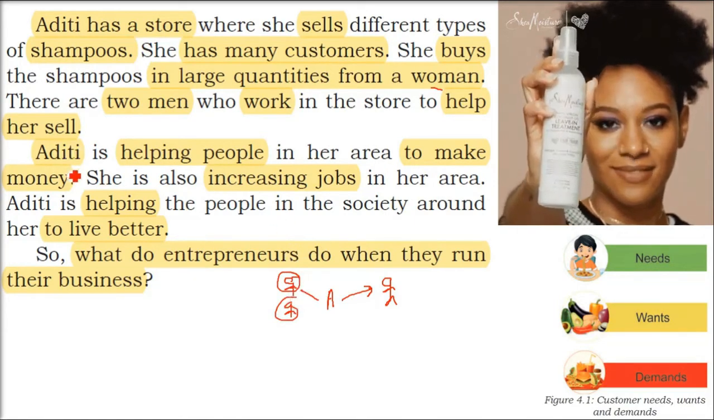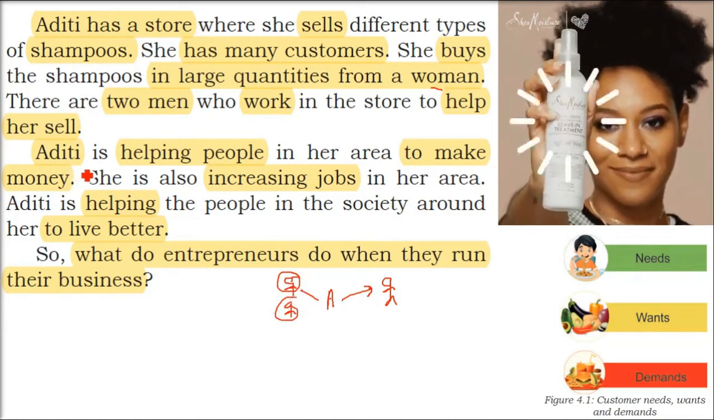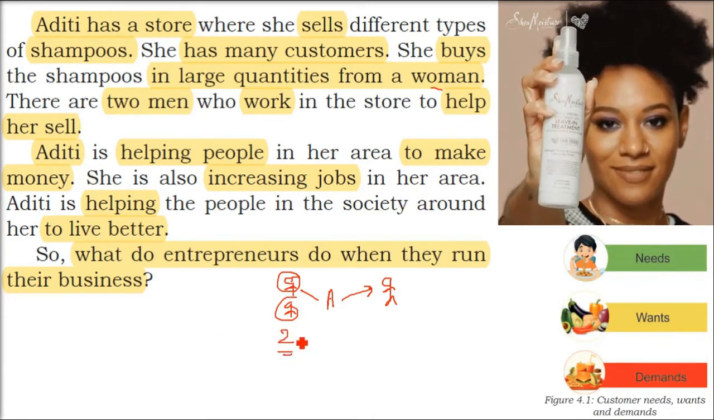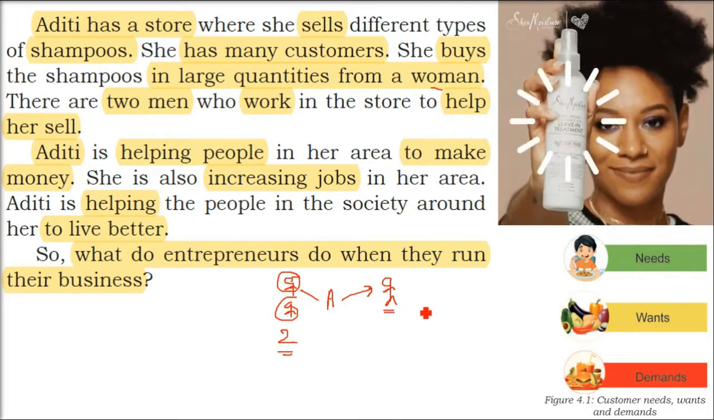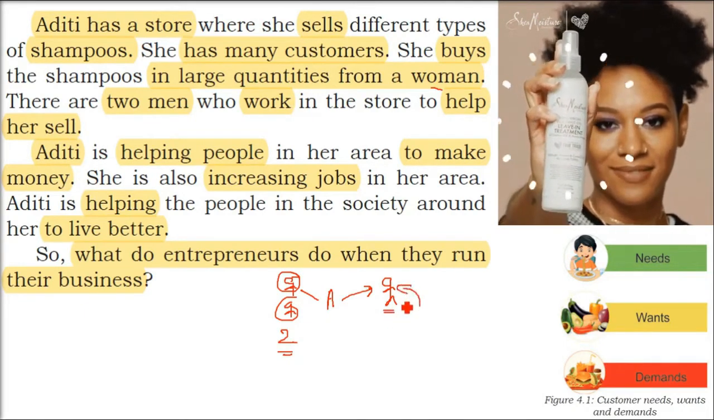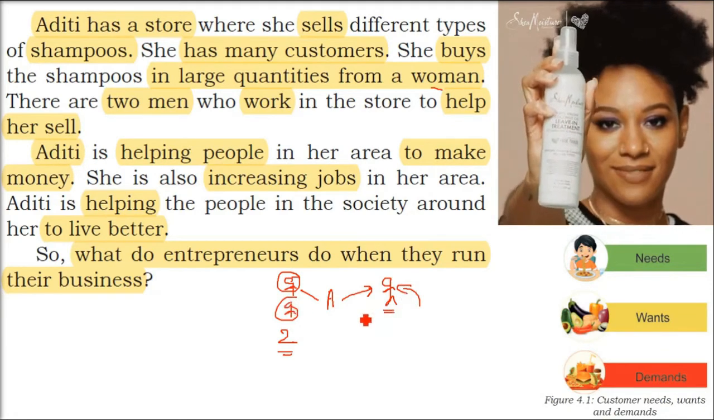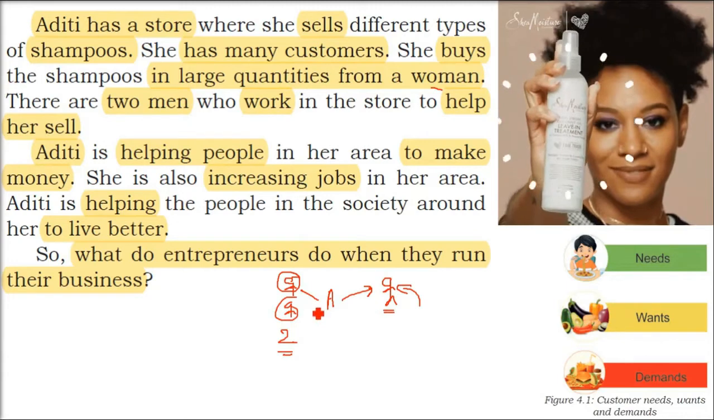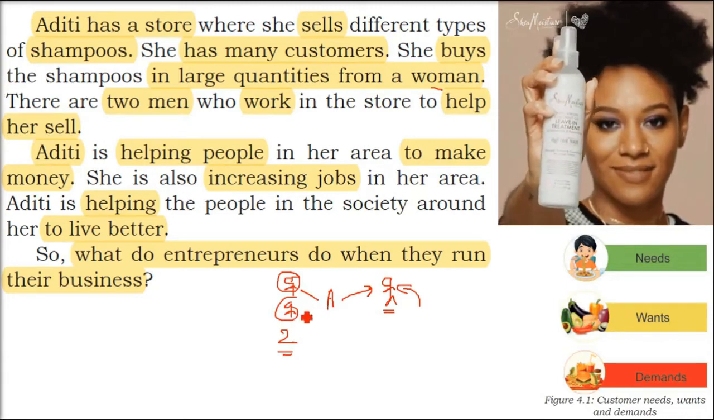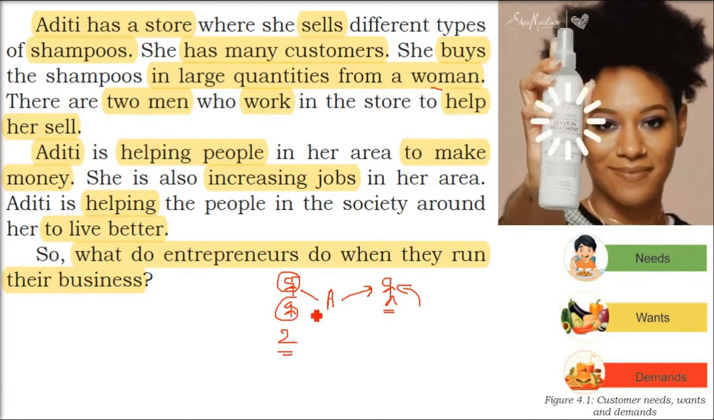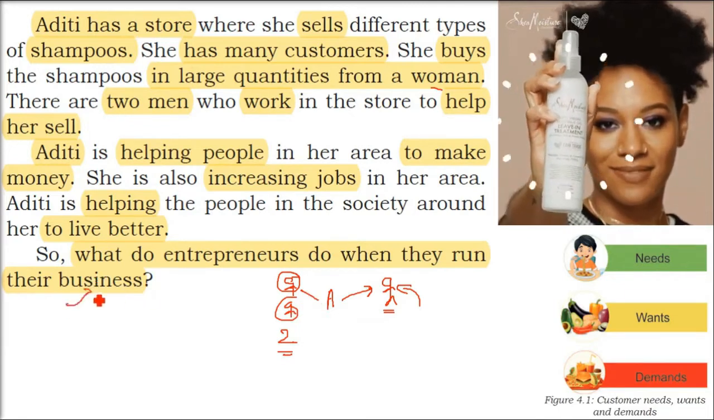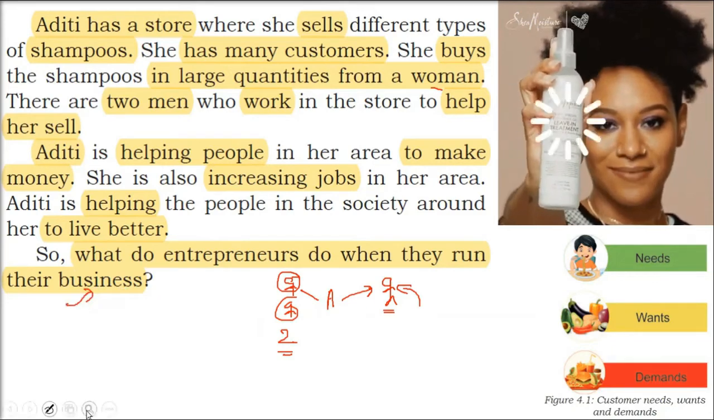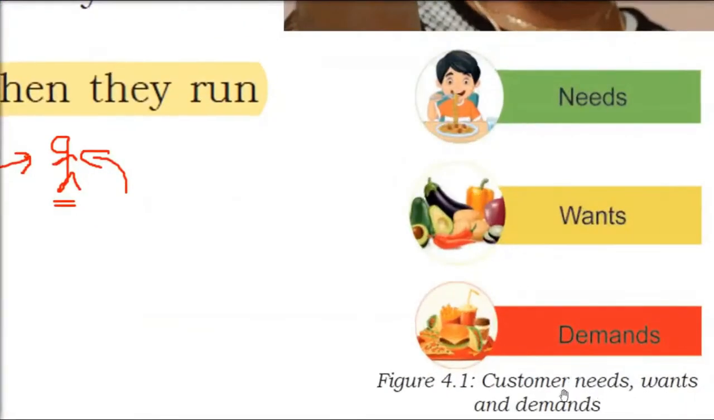So Aditi is doing what? She is helping the woman, and she has also given jobs to two people. She is helping other people to make money. She is also creating jobs, increasing jobs. You can say entrepreneurs help others to live a better life. So they are running their business to help people.